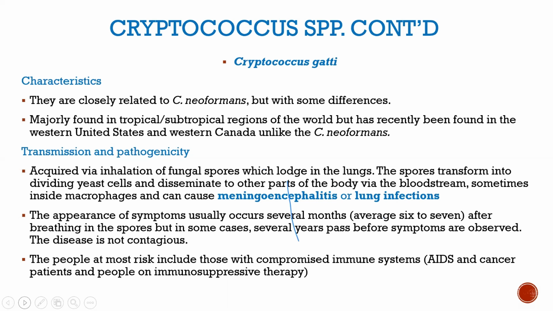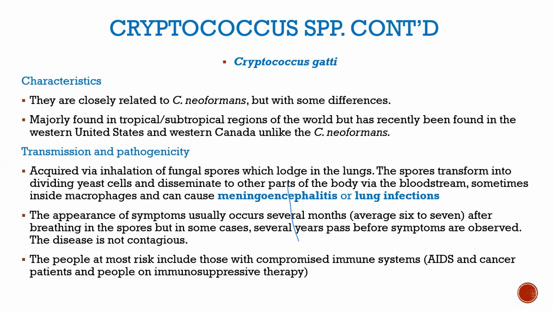They are majorly found in the tropical and subtropical areas like Africa. The Cryptococcus, they are there, okay? But neoformans is found everywhere in the world. Okay, just note one of the differences. Then for transmission, you can get Cryptococcus gattii from inhalation of fungal spores, which lodge in the lungs. So these spores, when they enter your lungs, transform into dividing yeast cells and can disseminate to other parts of your body through the blood.